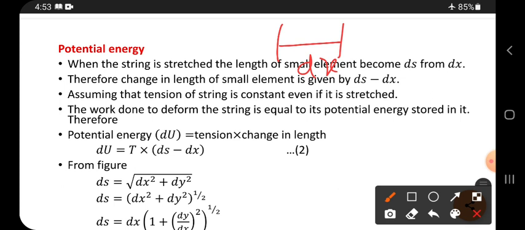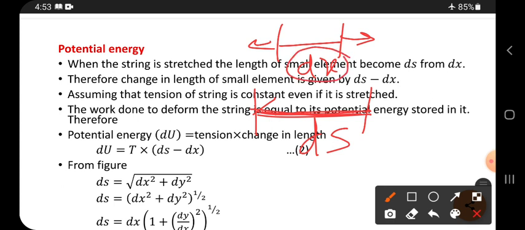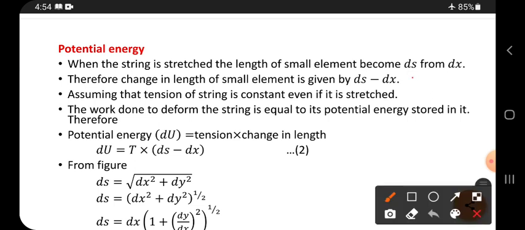Now what I am doing, I am extending both ends. Then what happens, because of the extensional force, let it be extended like this. So the extended length, let me take it as ds, from here to here, but the actual length is dx. The extended length is ds. Okay, so it is the greater length, and this is the smaller length. So that is why here ds minus dx is written. Why is it written as higher length minus lower length?